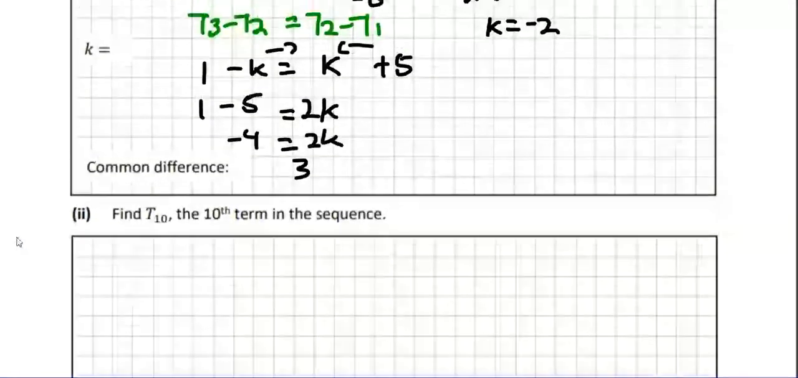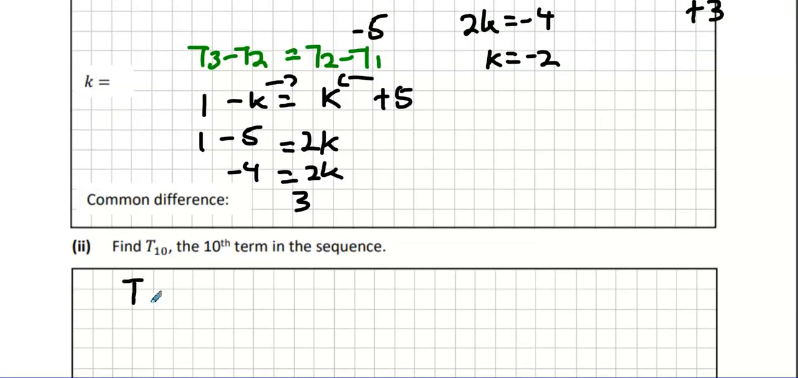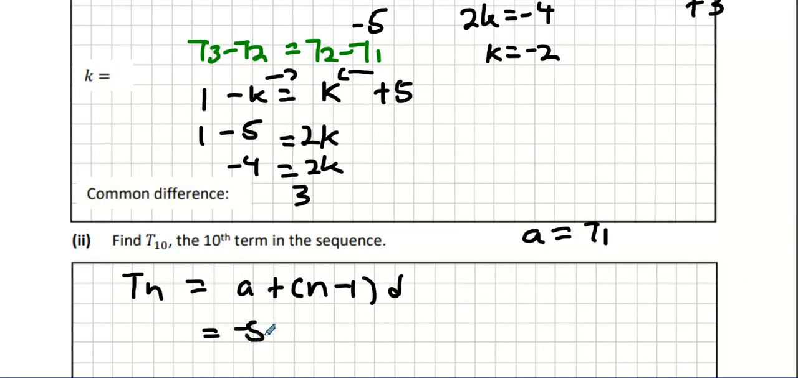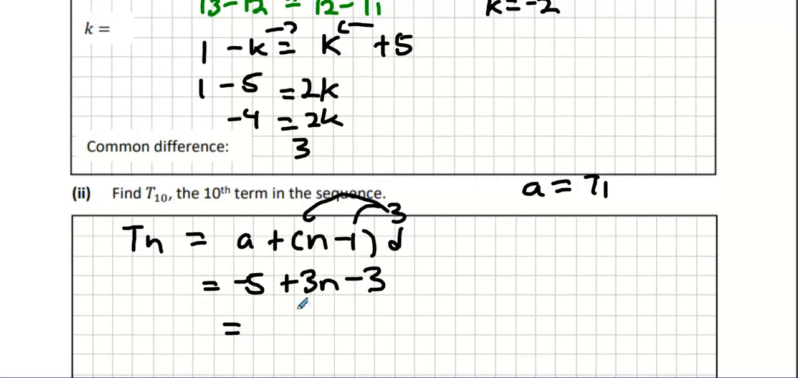Now, find T10, the 10th term in the sequence. And so what I use, this formula is in your tables, only for arithmetic sequences. Now, the a value is your starting value, or your a value is your T1, and we look up here and T1 is minus 5. The d value is your common difference, which is 3. We can multiply that in here, and we can get 3n minus 3. And then at the end of the day, we're going to get 3n minus 8.